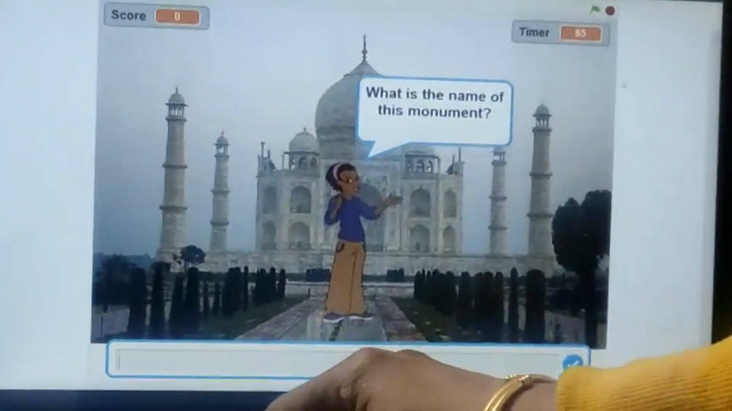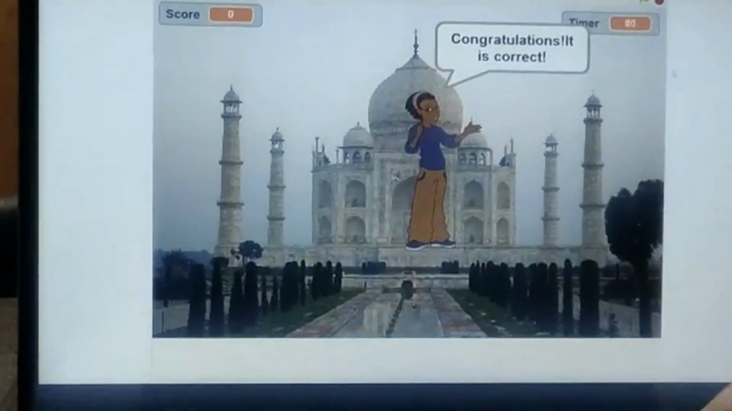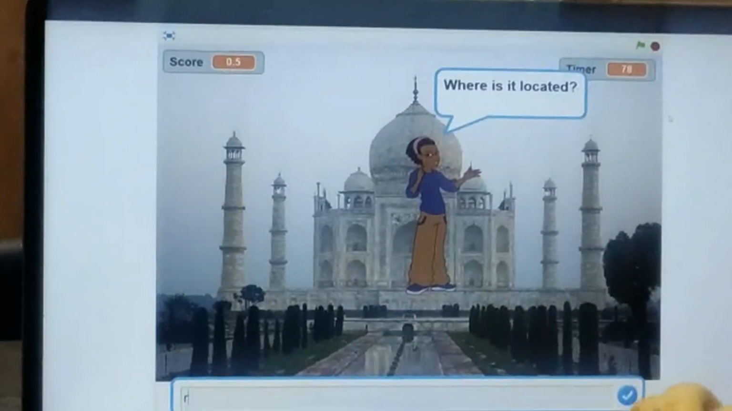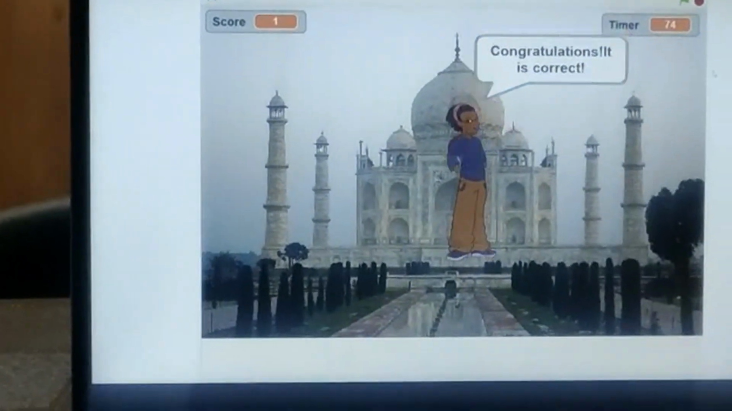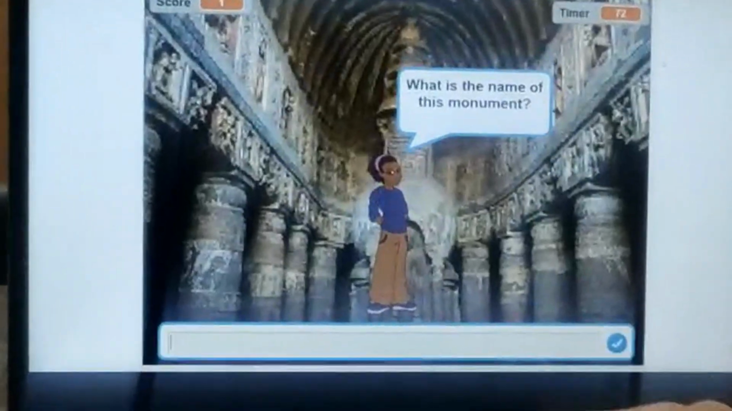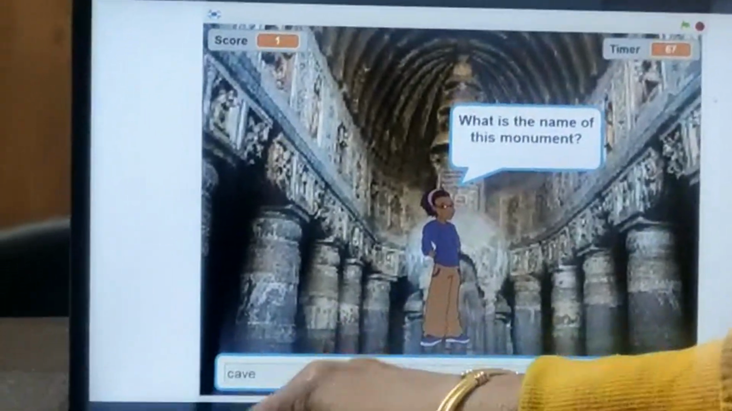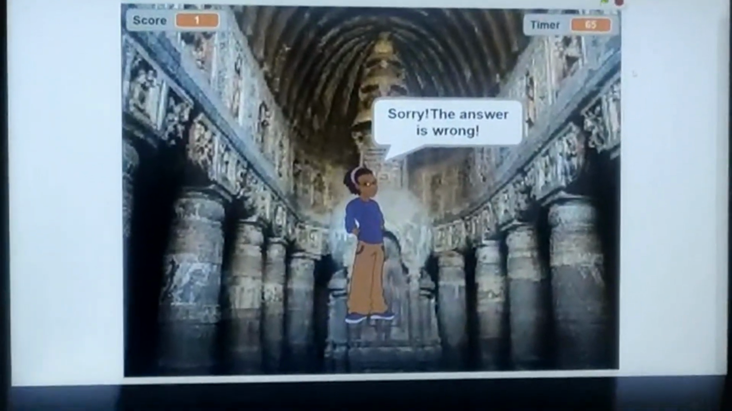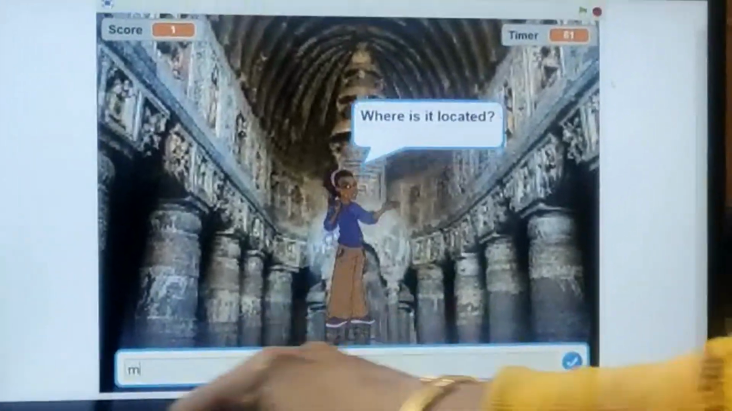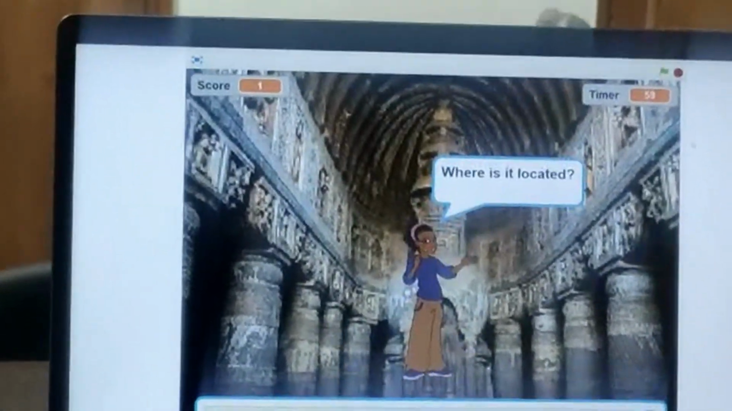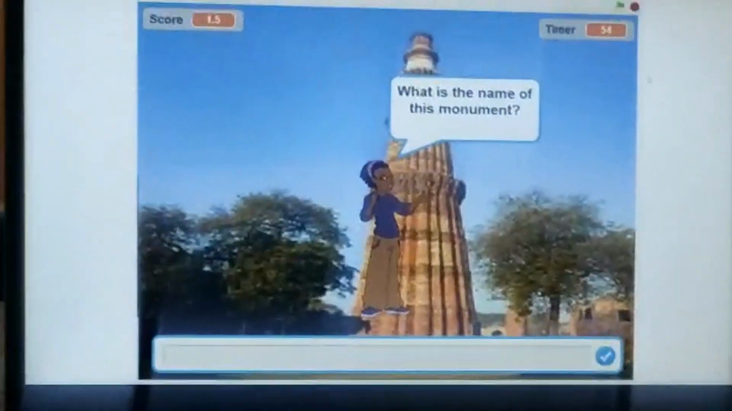Can you answer? It's Taj Mahal. Yes. Congratulations, it is correct. Where it is located? It's in Agra. Congratulations. What is the name of this monument? Can you answer? I think these are some caves. No, wrong answer. Where it is located? These are in Maharashtra. Yes, correct.